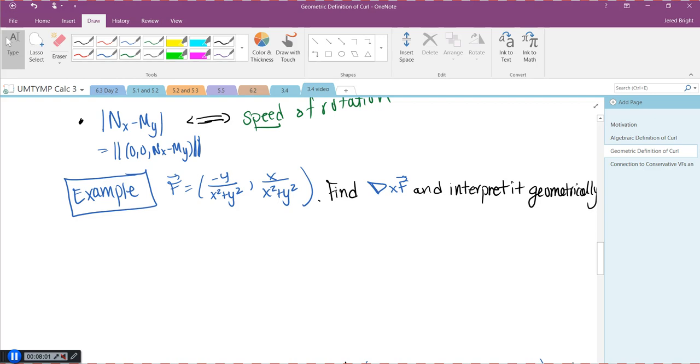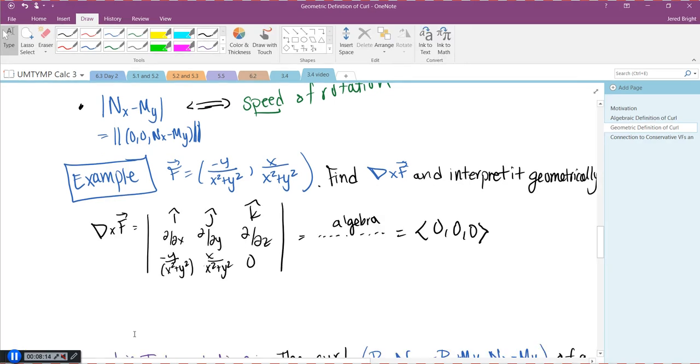Alright, so if I'm computing the 2D curl of this, I want you to pause the video and try this on your own, and then resume when you're ready. Alright, and if you did pause the video and work through the example here, you should have got 0, 0, 0 after a little bit of algebra. I did skip it just because I didn't want to write it out. You do get 0, 0, 0.